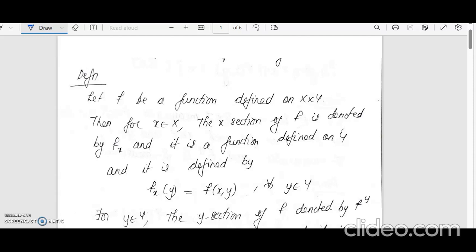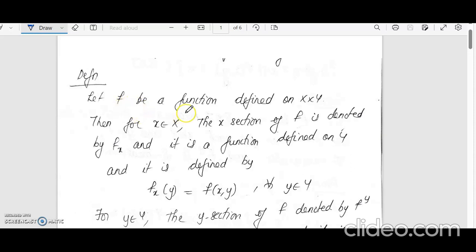So in today's class we'll define what is the x section and y section of a function, and then we'll define when we say that a function of two variables, so function f of xy, is said to be measurable. We did it for a function of one variable, f of x, when the function becomes measurable. So we have seen the conditions for that. Now we'll see for a function of two variables what is the condition for measurability, and then we'll define what is called a product measure. So that is what we will be doing in this session.